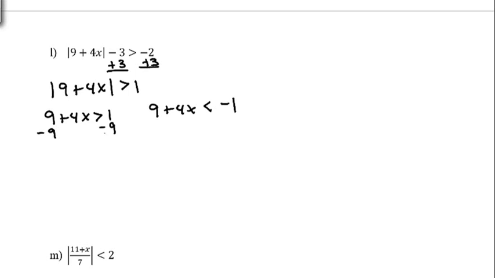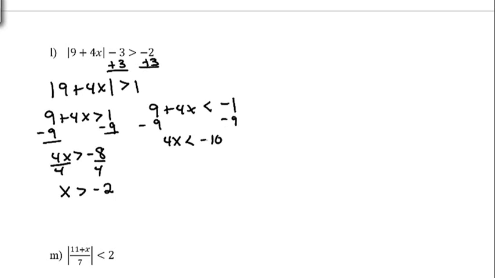Subtracting 9 from both sides gives us 4x is greater than negative 8, and then divide by 4. Gives us x is greater than negative 2. And over here, subtract 9 from both sides. We get 4x is less than negative 10, and then divide by 4. And we get x is less than negative 5/2.